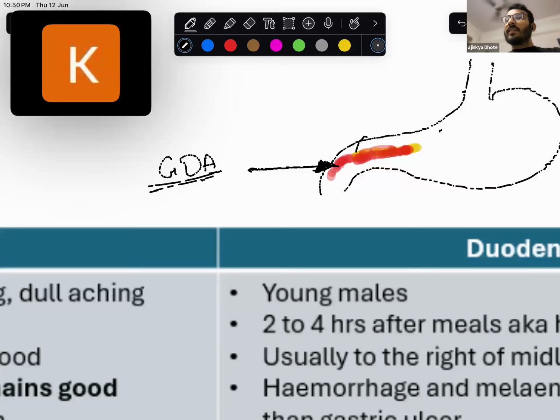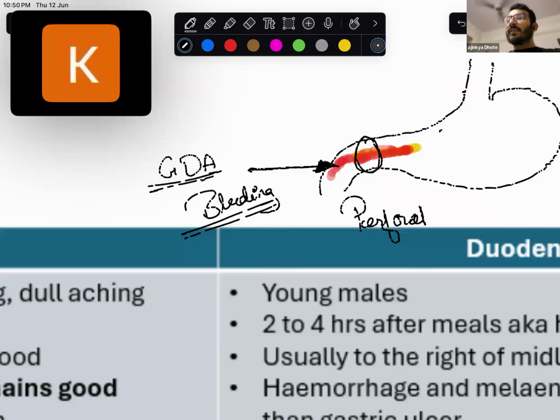So whenever there's a posterior duodenal ulcer, that is on the posterior wall, the most common complication is bleeding. At the same time, if the ulcer is on the anterior wall, the most common complication is perforation. I think this is very important. You should never ever forget this point: the differentiation between an anterior duodenal ulcer and a posterior duodenal ulcer.